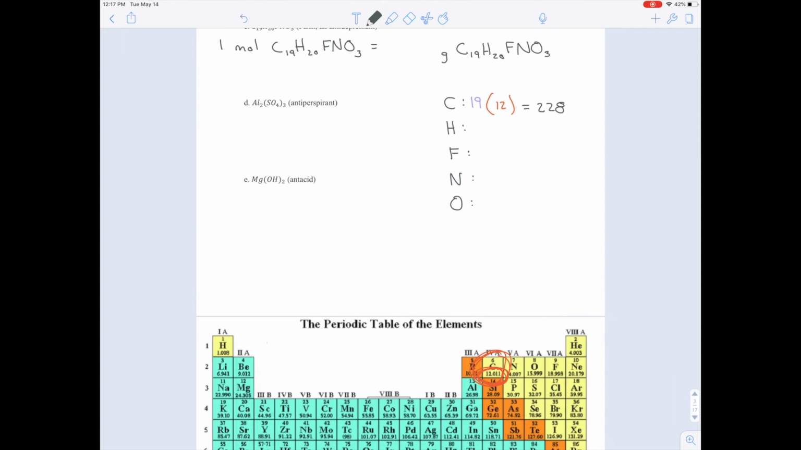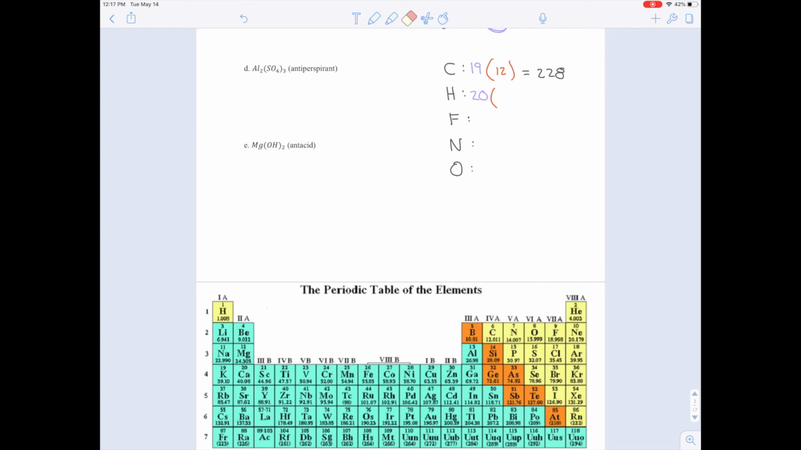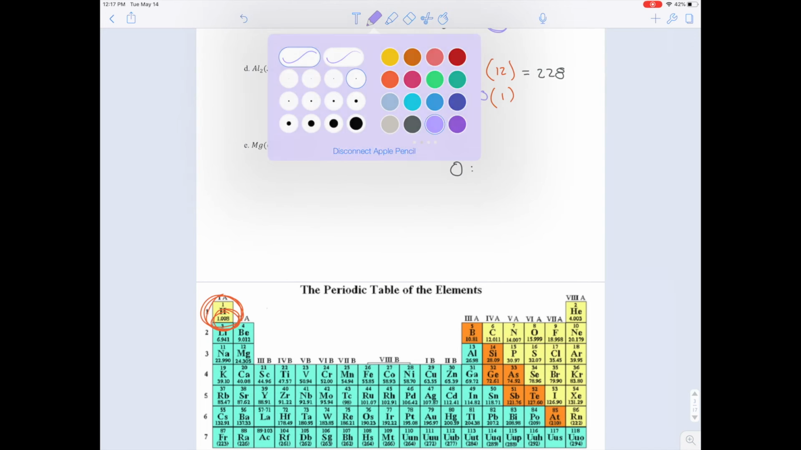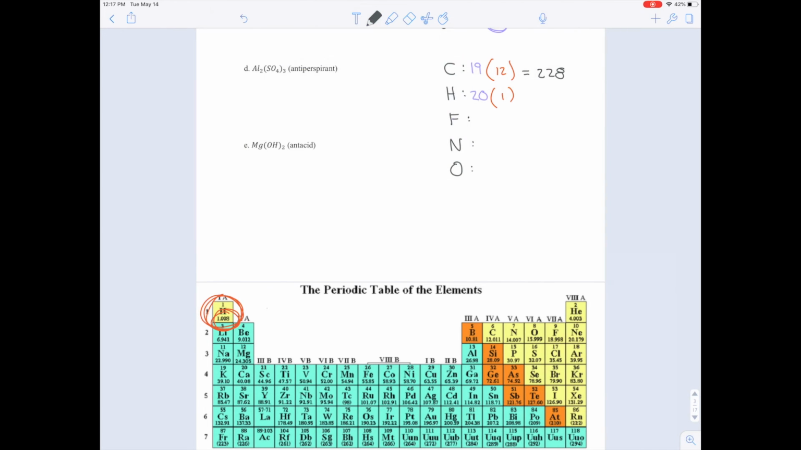Okay, how about hydrogen? Well, if we had 1 mole of this whole compound, we would have 20 moles of hydrogen, because in every one of the compound you have 20 hydrogens. Each hydrogen, we can see from the periodic table, weighs 1 gram. So altogether, the hydrogens would weigh 20 times 1, which is 20 grams.